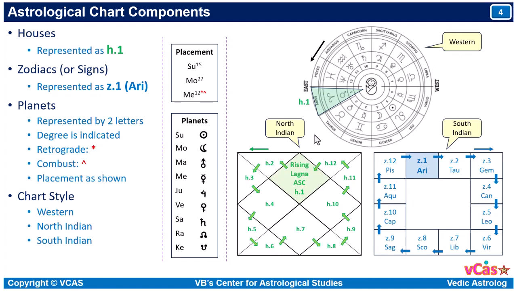In the North Indian style chart, the house number 1 or the ascendant, also called Lagna, is fixed, and then the next houses like H2, H3, etc., they follow in an anti-clockwise direction. In the South Indian chart, the zodiac Z.1 is fixed, and then the next zodiac like Z2, Z3, etc. follow in a clockwise direction.